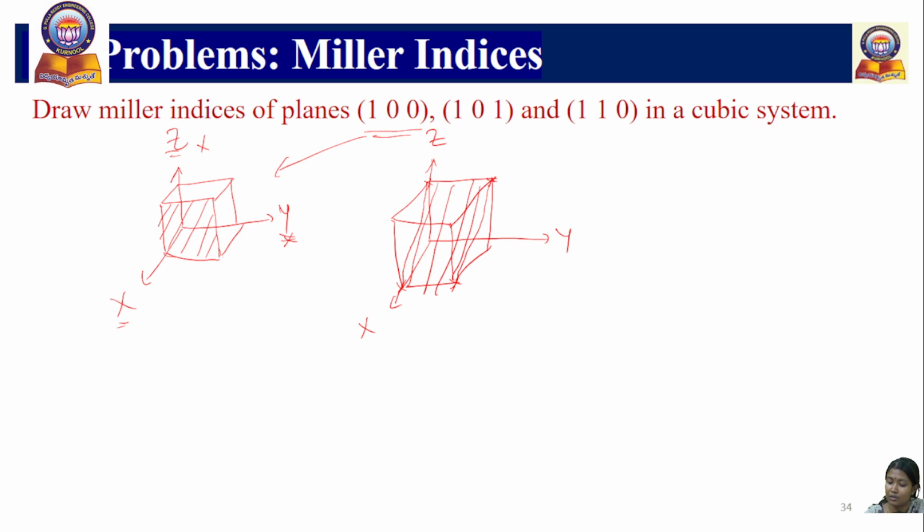Last one, 110. This you need to practice more. The last index is 0, which means it is not cutting the z-axis. How to not cut the z-axis? It is cutting x, it is cutting y. So you see, here we have z, and it is not cutting the z-axis. First, you need to be very well aware of how the positions of these HKL values change. Practice more, it will become easy.